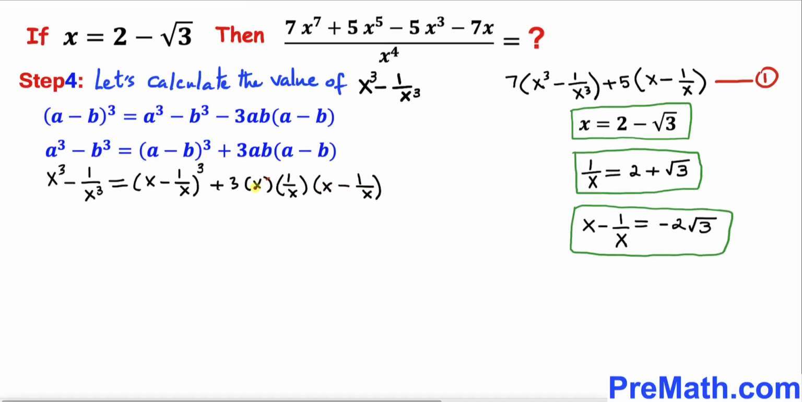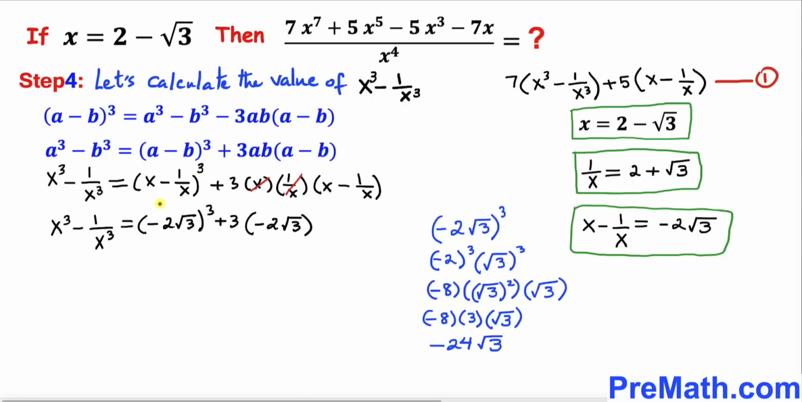Now we can see that this x and 1 over x, this is gone, and we know our x minus 1 over x value, which is negative 2 times square root of 3, and likewise the same value is over here again. So therefore I can replace this one, negative 2 times square root of 3 whole power 3 plus 3 times negative 2 times square root of 3.